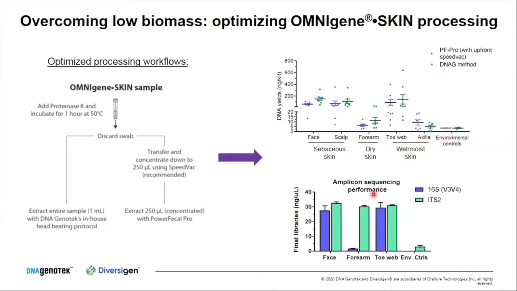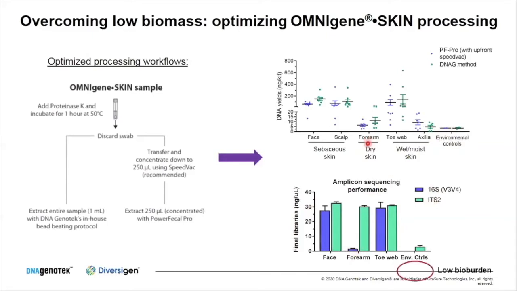The next thing that we did was check the performance of the extracted DNA in amplicon sequencing applications, so both 16S and ITS. And in this graph, I'm showing you final library quants for samples that were amplified with 16S and ITS for face, toe web, and forearm. And as you can see, we got pretty robust amplification and final library quants for both 16S and ITS for toe web and face. We saw slightly less amplification for 16S for forearm samples, but that's expected because yields are significantly lower.